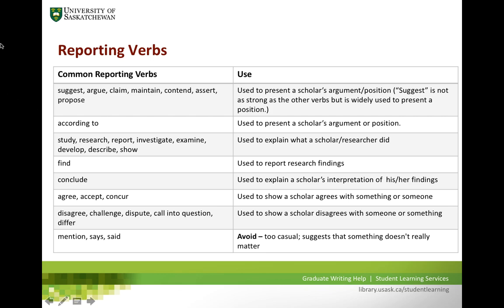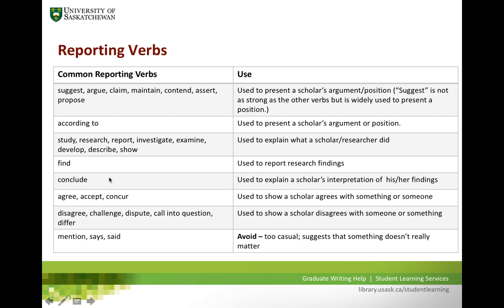In the next row, we have according to. According to, of course, isn't a verb, but it too is used to present a scholar's argument or position. In the next row, we have study, research, report, investigate, examine, develop, describe, and show. These verbs are used to explain what a scholar or researcher did, so for that reason, they're usually used in the past tense. And find, on the next line, is a very commonly used reporting verb, and it too is usually used in the past tense to report research findings.